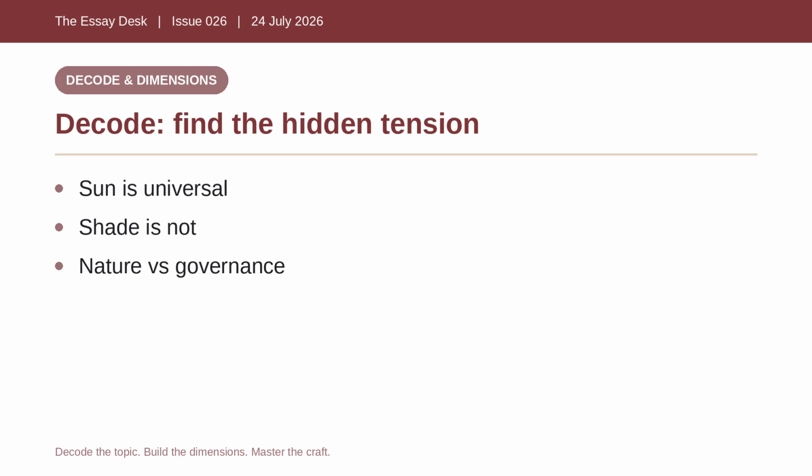Start every abstract or aphoristic topic the same way, by asking what is being compared. Here, the sun stands for a natural fact that falls on everyone without discrimination. Shade stands for everything that protects a person from that fact. A roof, a water point, a wage that allows rest, a government scheme that notices you exist. The topic's real tension is not between hot and cool. It is between a natural cause that is fair and a social consequence that is not. Once you see that, you know this essay is really about governance and inequality, wearing a weather costume.